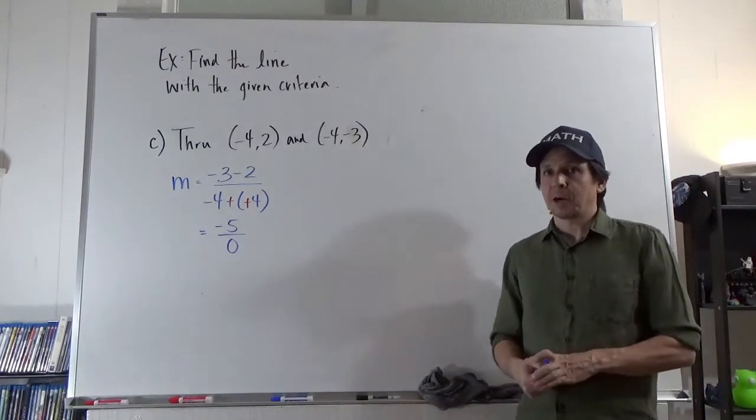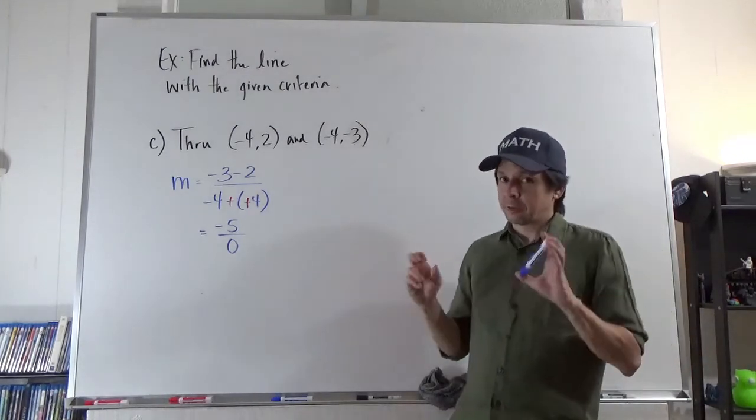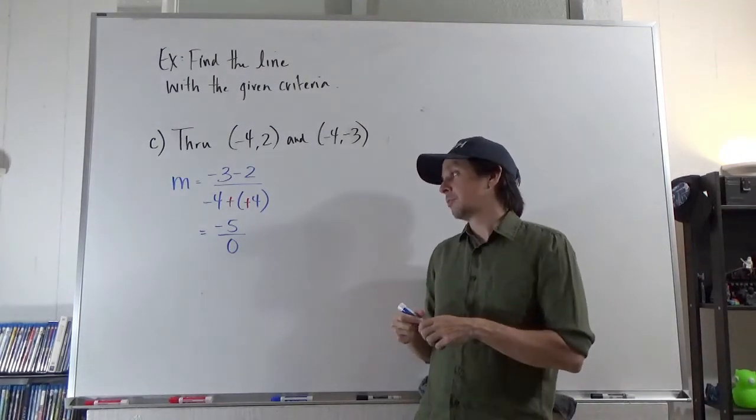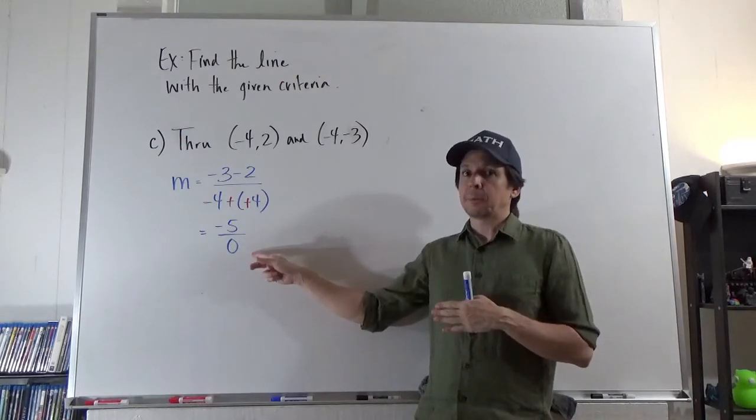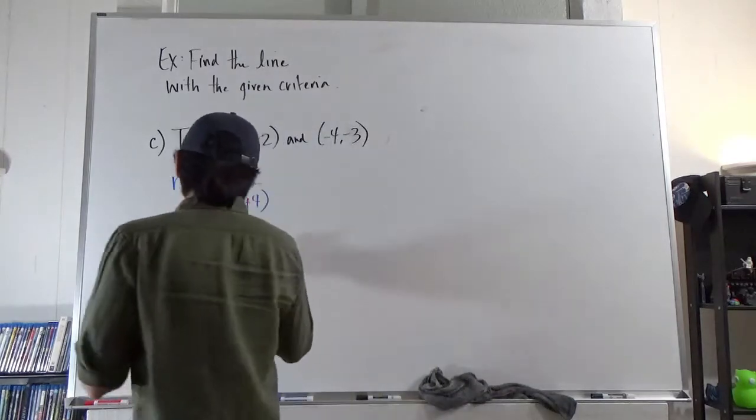0 on the top is fine. You can do 0 divided by anything and you'll get 0. You're not allowed to divide by 0. They say that all the time, that you can't divide by 0, and here that means undefined because you're trying to divide by 0. So there is no answer here. Your slope is undefined.